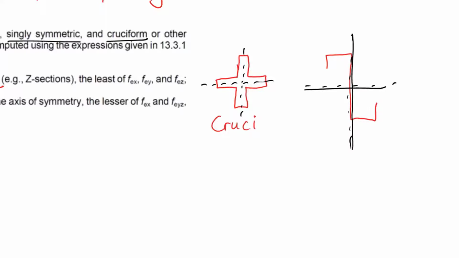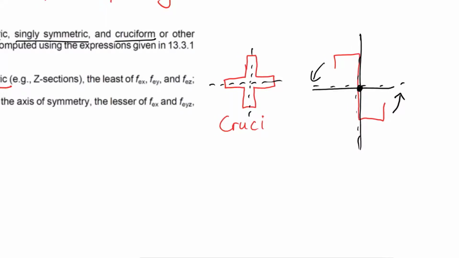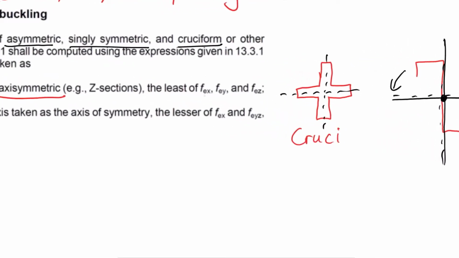Once again, these sections are likely to twist. So they have a center there, around which there are axes of symmetry. For these ones, you need to test for the least of FEX, FEY, FEZ. So this would be a major axis buckling, a minor axis buckling, and a torsional buckling. For FEX, it would buckle sideways, and then for FEY, it would buckle in the other direction.